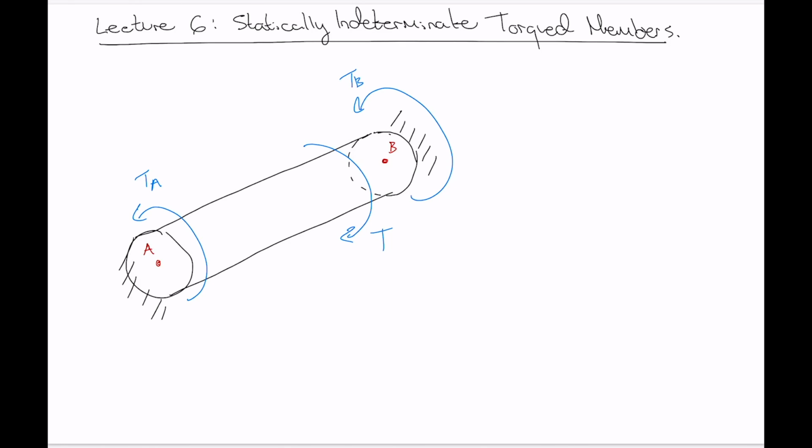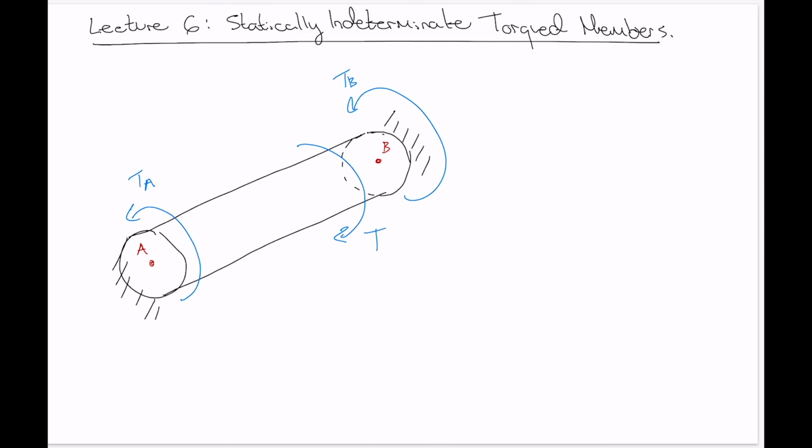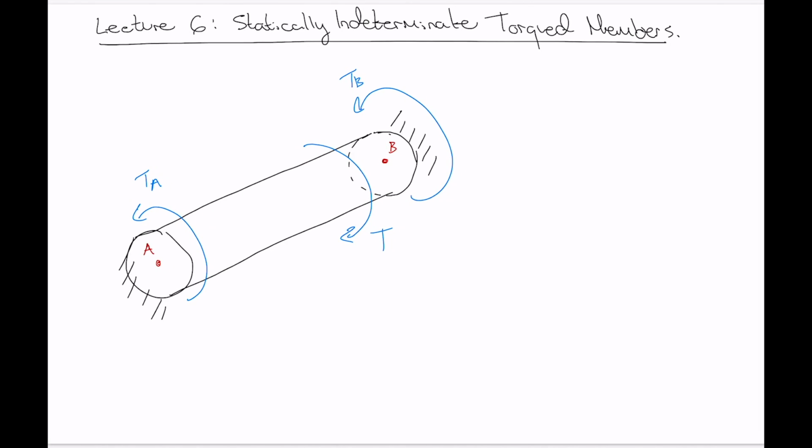From the equations of statics, though, all we can say is that if this object is static, then the sum of the torques has to be equal to 0, which means that T has to be equal to TA plus TB. If we had a value of T, then we'd have one equation and two unknowns, TA and TB. So does that mean we're stuck? We can't find TA and TB?